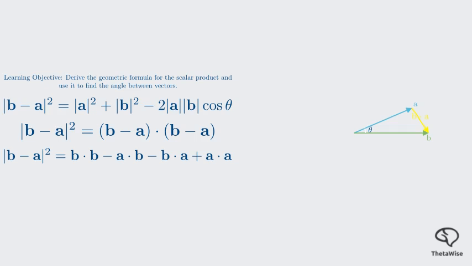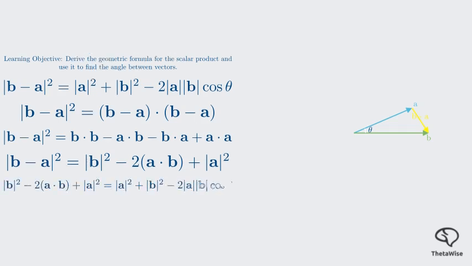Also, the dot product of a vector with itself is the square of its magnitude. So our expanded form simplifies to |b|² minus 2 a dot b plus |a|². This is a much cleaner way to represent the left side. Now let's equate this with the law of cosines equation we had earlier.